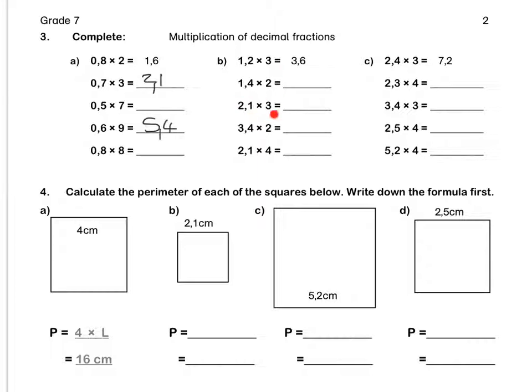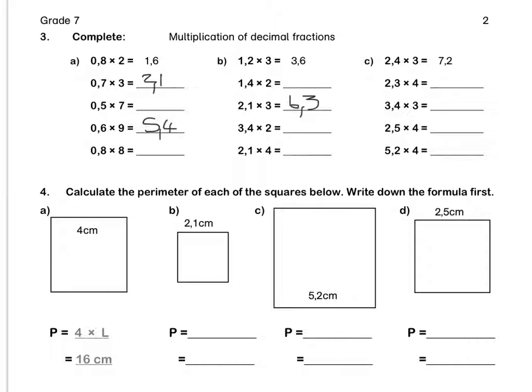Let's look at this one together. Let's pretend like the decimal point isn't there. 21 times 3. You can do it on the side, or you can do it mentally. 21 times 3 is 63. We have one decimal place in our question, so we need one decimal place in our answer. Press pause to complete B by yourself.